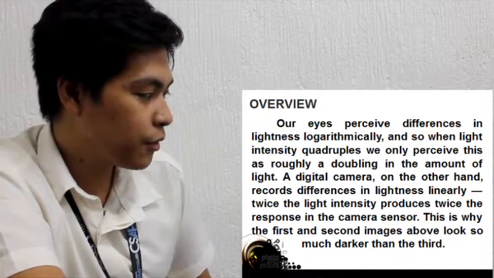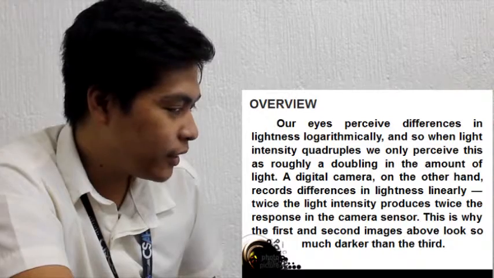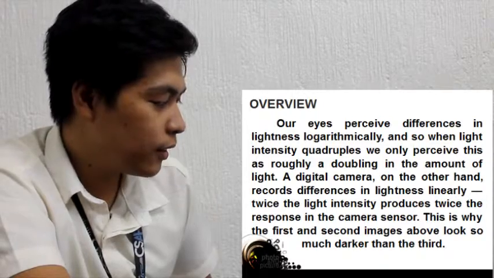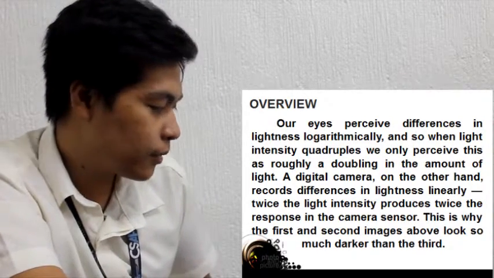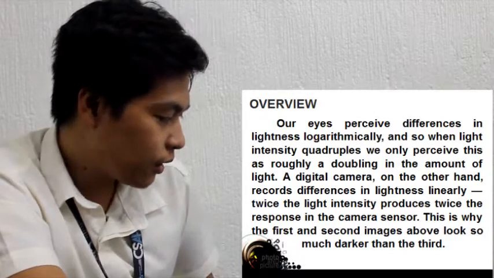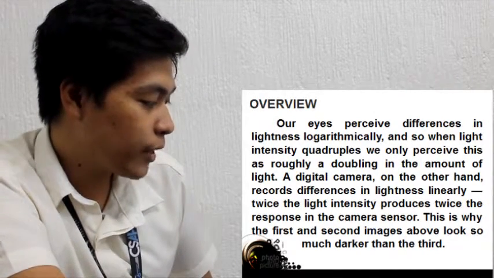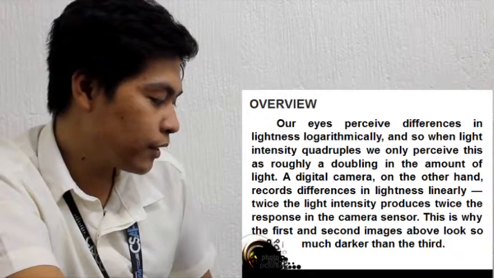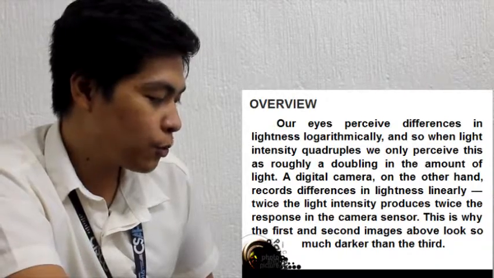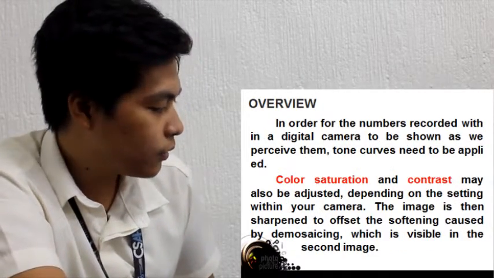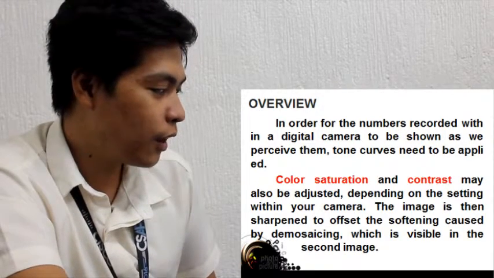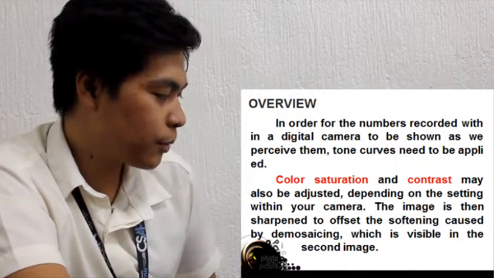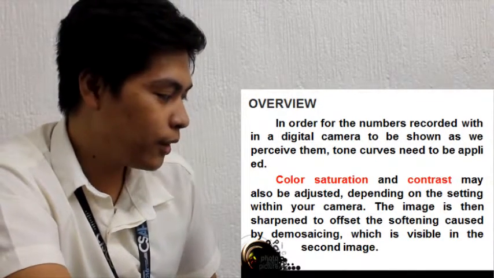Our eyes perceive differences in lightness logarithmically, and so when the light intensity quadruples, we only perceive this as roughly a doubling in the amount of light. A digital camera, on the other hand, records differences in lightness linearly: twice the light intensity produces twice the response in the camera sensor. This is why the first and second images above look so much darker than the third. In order for the numbers recorded in a digital camera to be shown as we perceive them, tone curves need to be applied.